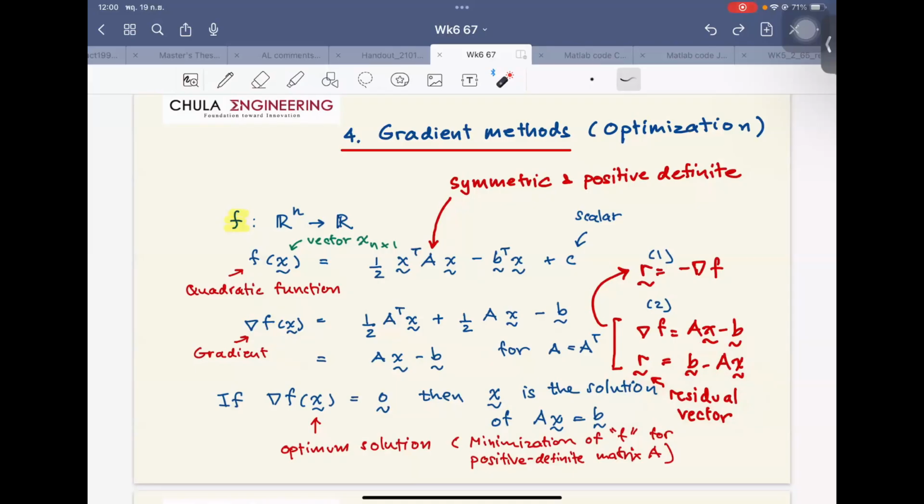Now if x is our solution, the residual vector should be 0, right? Let's see the definition. The residual vector is b minus Ax, and the gradient is Ax minus b. So you will find that the residual vector is the negative of the gradient. We will make use of this definition later.